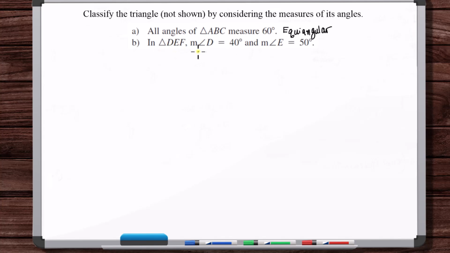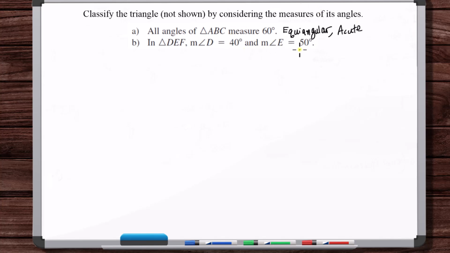Okay, in triangle DEF, the measure of angle D is 40 degrees, and the measure of angle E is 50 degrees. Okay, well, maybe this is an acute triangle. Well, actually, okay, let's come back here. You could call this equiangular, that's true, but also it falls into the category of an acute triangle, because all of the angles of the triangle are acute angles. So you could call it an acute triangle as well.